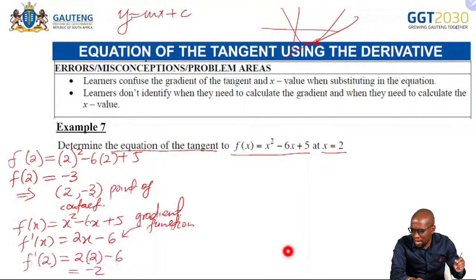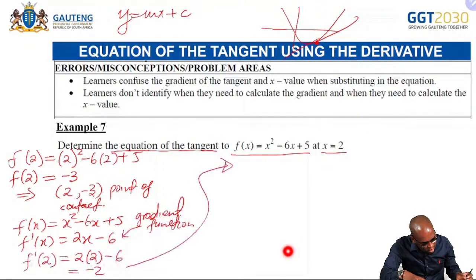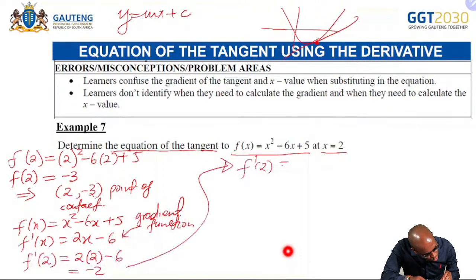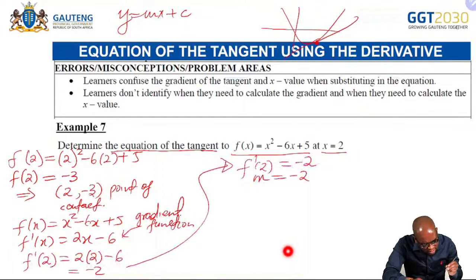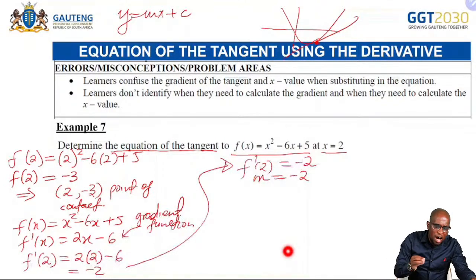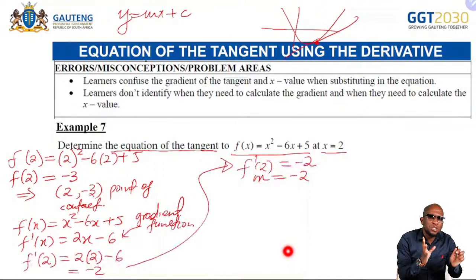Now, this minus 2 that I get, let me continue with it here. This f prime of 2, which is minus 2, is my gradient, because I've substituted the value of x into the gradient function, which means that what I get out when I feed the equation with x, I get the gradient out.